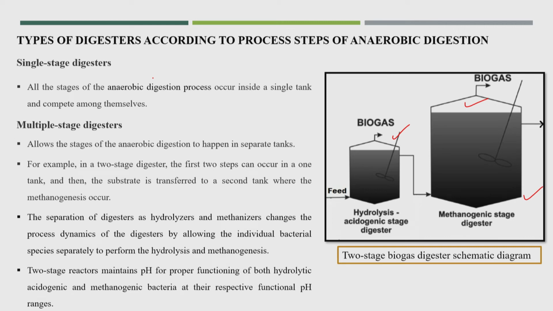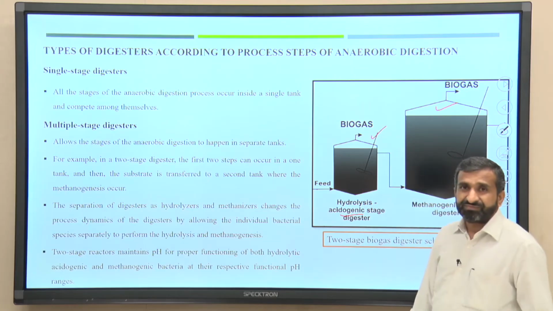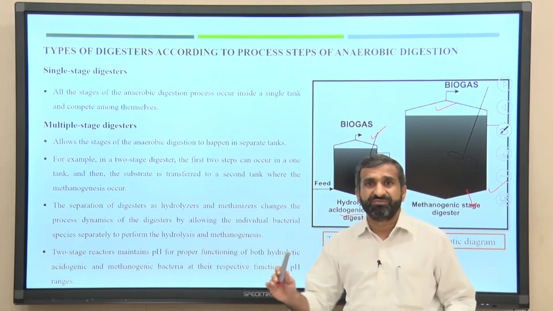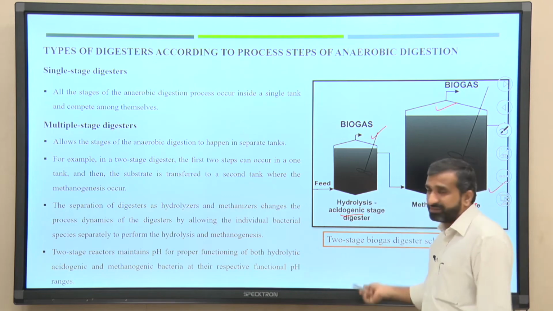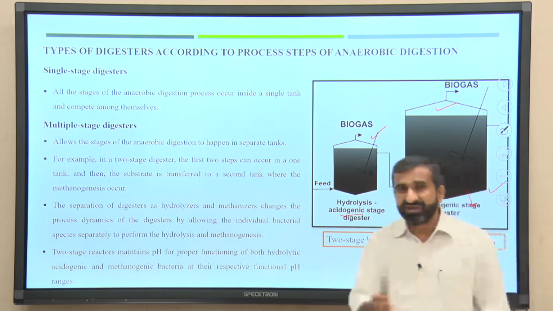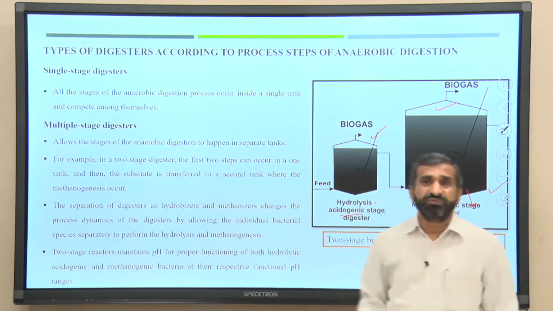A 2 stage reactor maintains the pH for proper functioning of both the hydrolytic acidogenic and methanogenic bacteria at their respective functional pH ranges. You know that in the acidogenesis stage, the pH will always be in the acidic condition, and for methanogenesis a neutral pH is required. So, in that case, maintaining the particular pH for the particular stage is possible. And in the hydrolysis process, if the entire material is in acidic condition, your hydrolysis could also be faster.